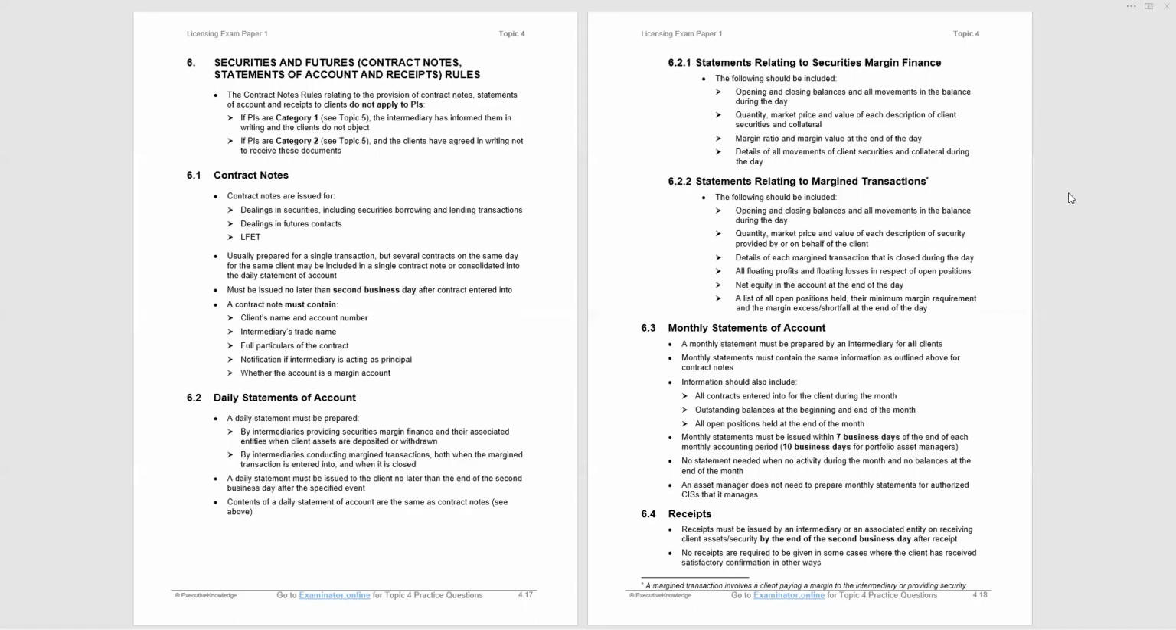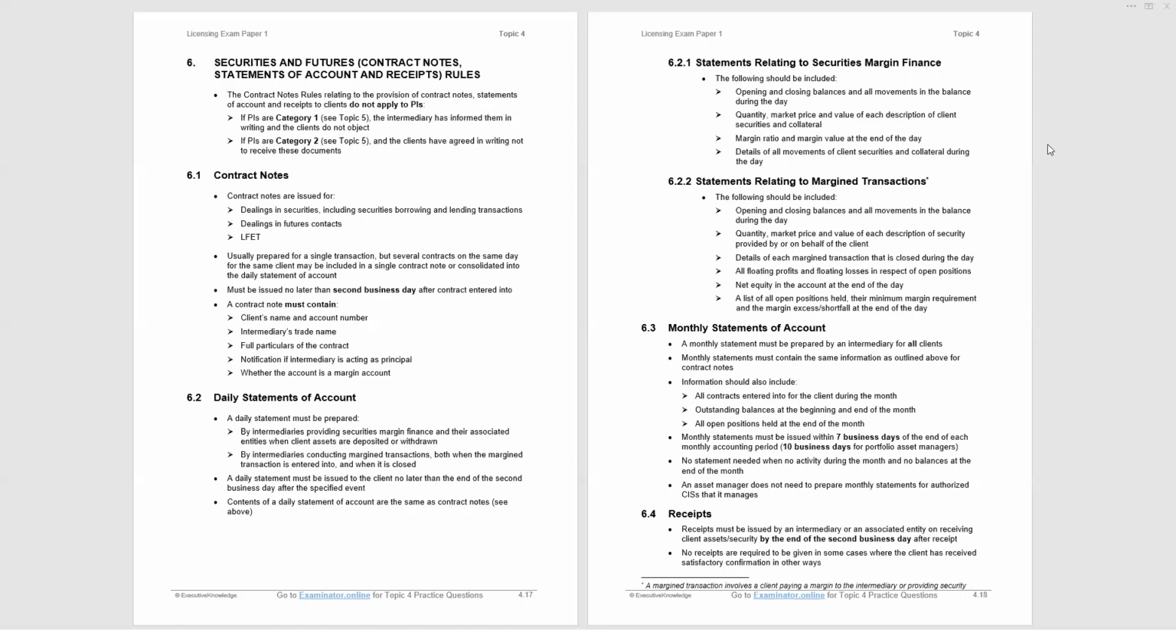Whereas monthly statement of account 6.3 is for all clients, and we'll give details as listed. We've also under 6.21 and 6.22 given details of statements that should be issued when you are dealing with securities margin finance. That is 6.21 where you're providing the finance, and 6.22 where your client is actually trading on the margin. That is fairly detailed. Have a look at it, but it's certainly not examined every exam, so I'd take a cursory look.